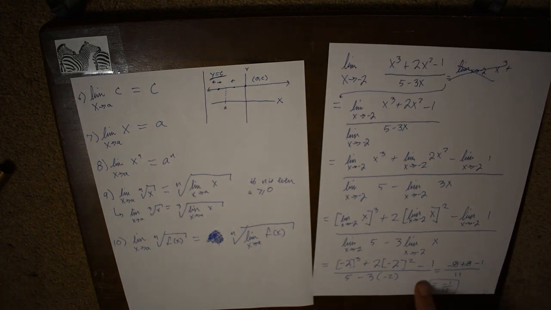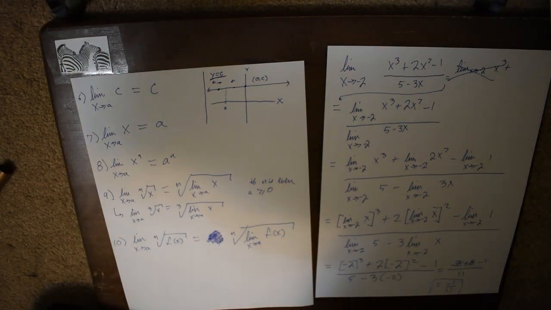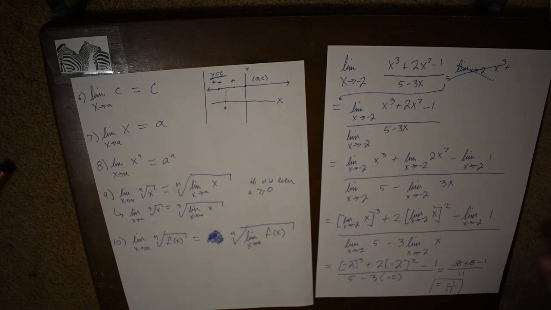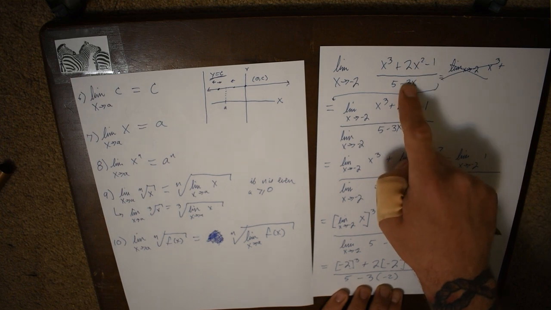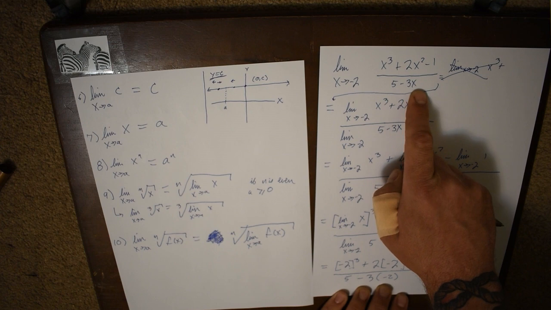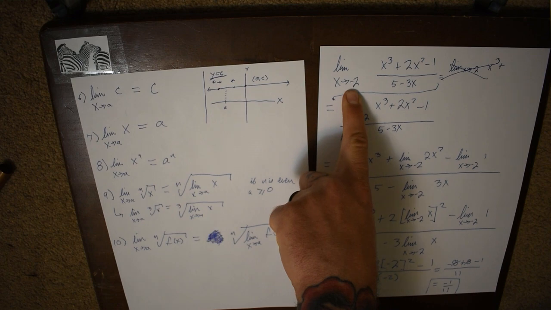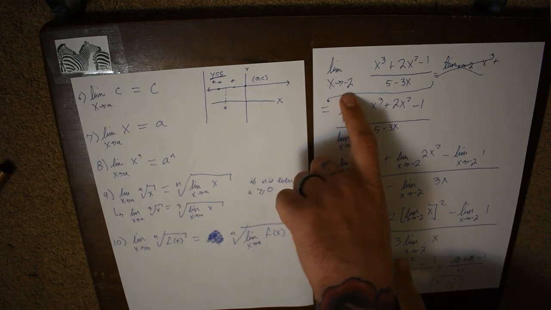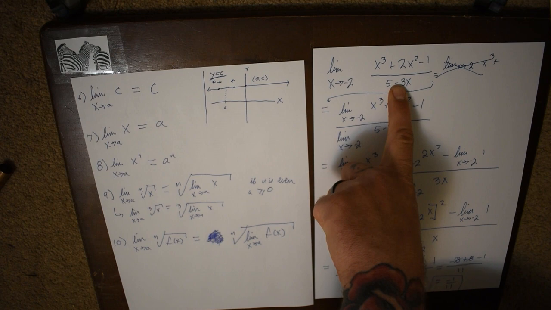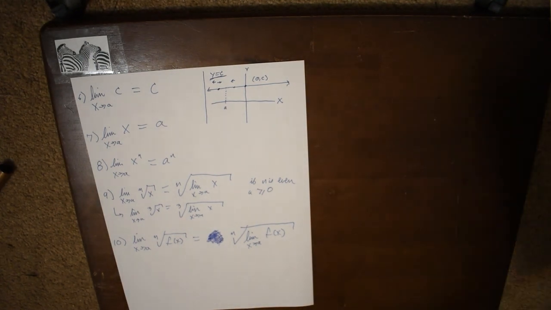And now there was something that you might have noticed. This function, x cubed plus 2x squared minus 1 divided by 5 minus 3x, is defined when x is equal to negative 2. And if we were to just plug x is equal to negative 2 into that function, well, it would equal negative 1 over 11. That gives us what we call the direct substitution property.